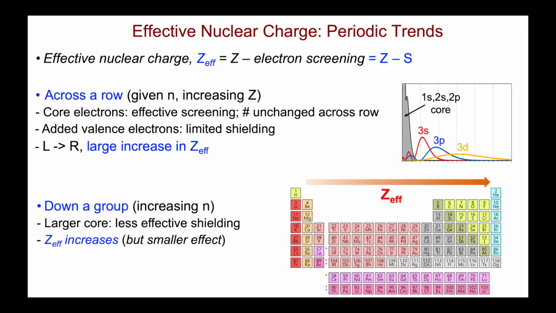As I go down a group, I'm increasing n. And we've seen before that as I increase n, the radial extent of the wave function increases. And so I have a larger core, but less effective shielding. And therefore, Zeff increases as I go down a group. However, this is a smaller effect compared to the left to right trend.